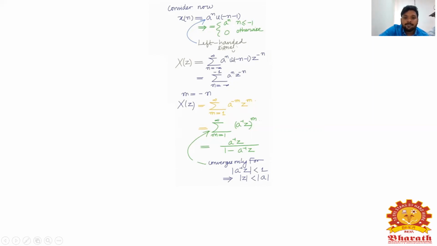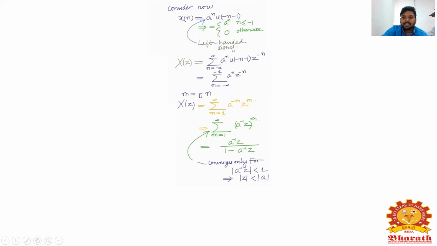So here we have a left hand signal, that is u(-n-1). For that, the range is from n equal to minus infinity to minus 1. So the remaining terms are a^n z^(-n). So I am substituting m equal to minus n.